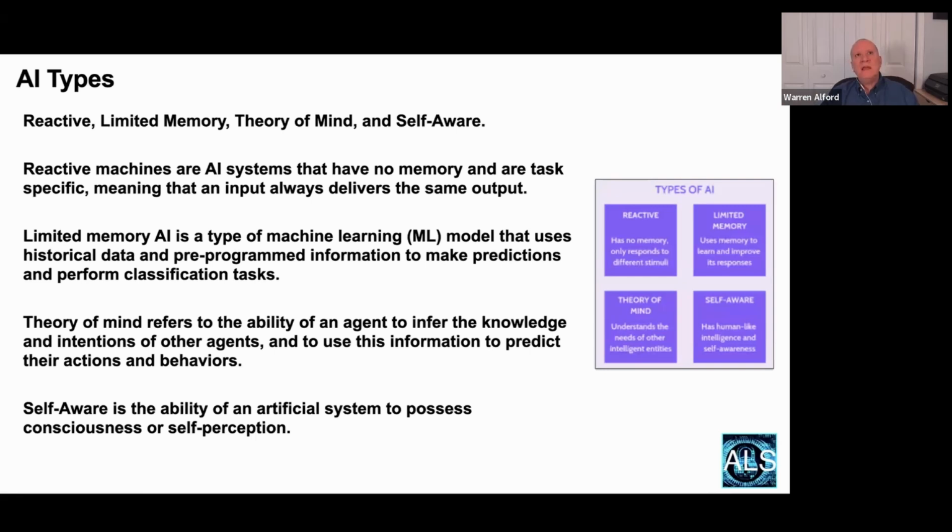The theory of mind is just the ability of the agent to actually take knowledge and intents of other agents and to use that. So whether that is human interaction and inputs, or a human correcting it, or adding the language part of it. And then self-aware is the ability of the system to actually, what they say, possess consciousness or self-perception. So being aware of itself and its surroundings.